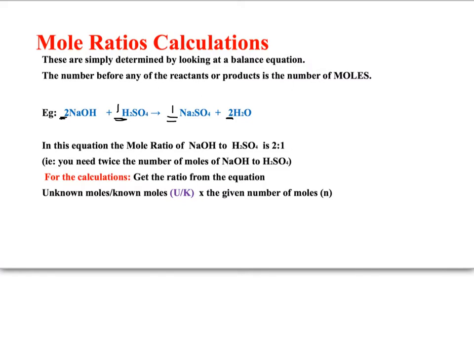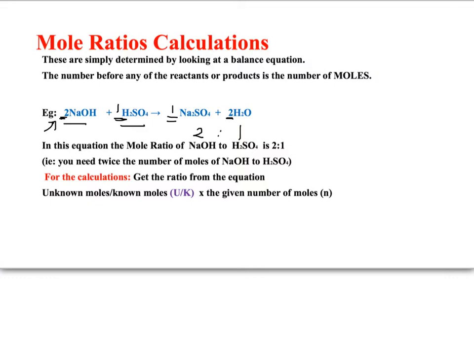In this equation, if you look at sodium hydroxide compared to sulfuric acid, then we can say that there's a ratio of 2 of these to 1 of these, because of this big 2 in front of the sodium hydroxide. So in other words, you need twice the number of moles of sodium hydroxide to sulfuric acid when this reaction is taking place.